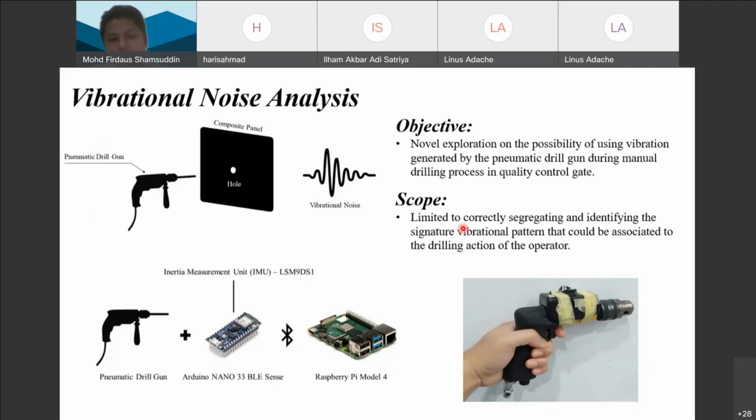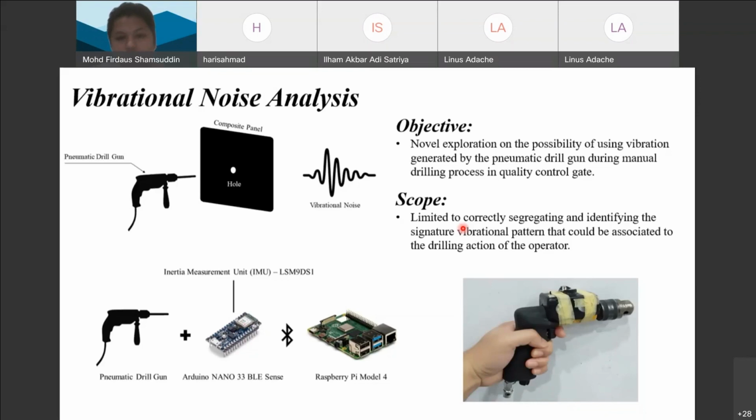However, in the actual productions, quality will check the hole drilling process. They will check whether the amount of holes drilled is correct. They will also check whether the position of the holes is correct. They will also check whether the diameter of the holes is correct. So these three things.